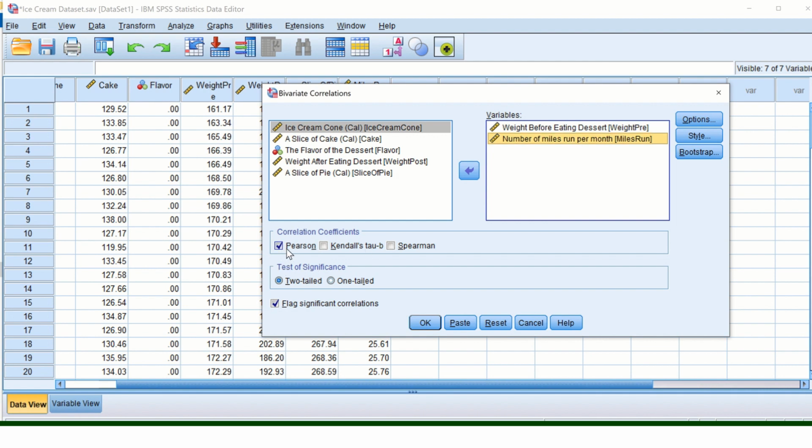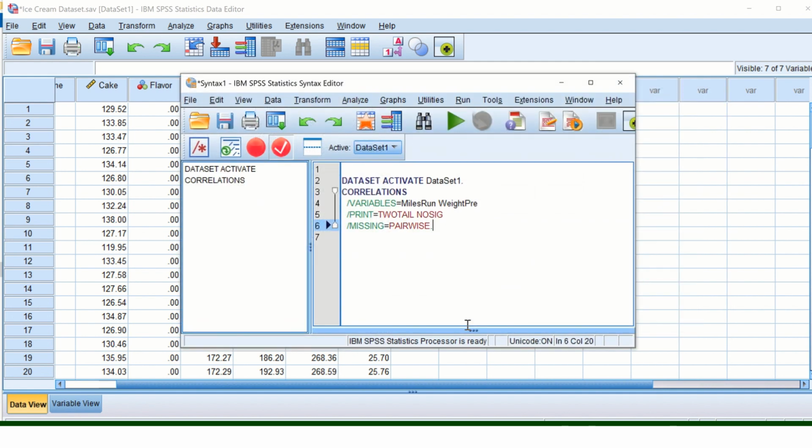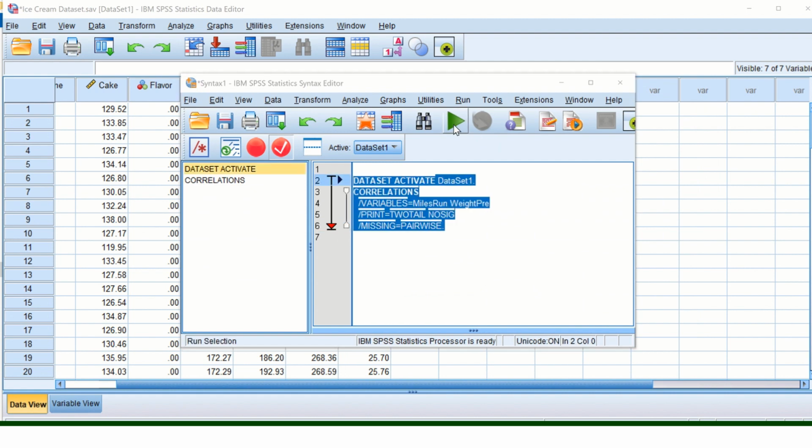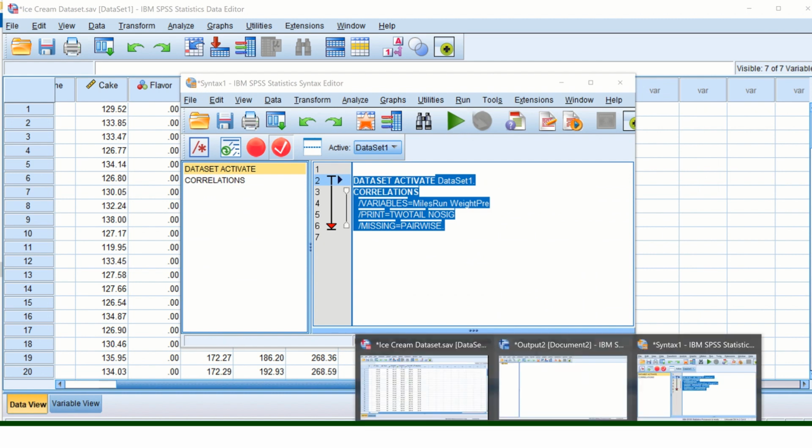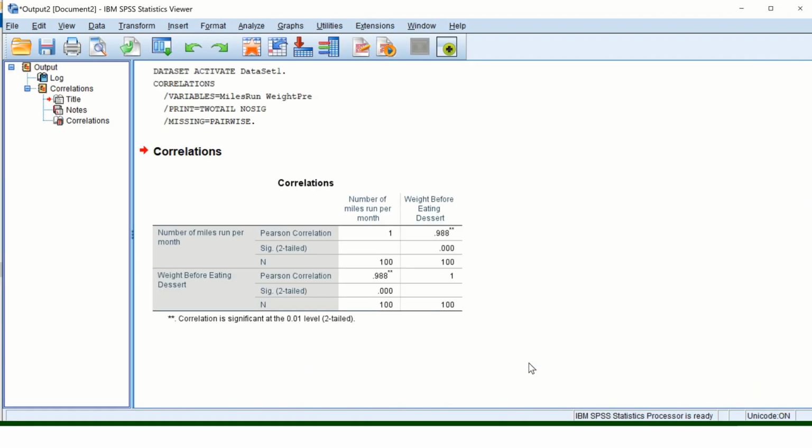So, SPSS by standard chooses Pearson for you. They also choose a two-tailed test for you as well. So all we have to do is select the variables and put them on the variable side. I always use paste. That way we can have our syntax to keep a running log of the analysis we've conducted. Highlight the syntax, push the green triangle, and there you go. We have our output.